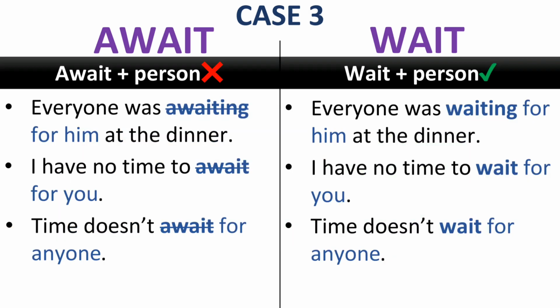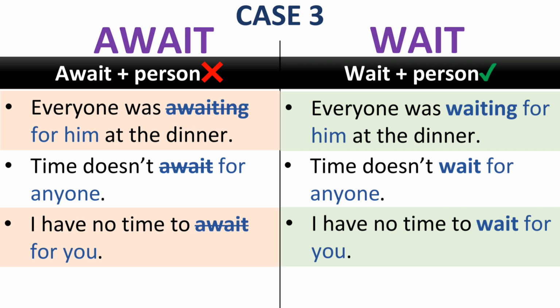Case 3. Wait can be used with a person but await cannot. For instance, everyone was waiting for him at the dinner. Here we cannot say everyone was awaiting for him at the dinner. Similarly, I have no time to wait for you is correct and I have no time to await for you is incorrect.